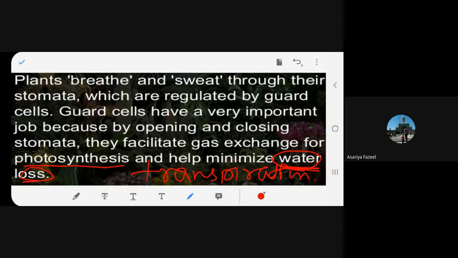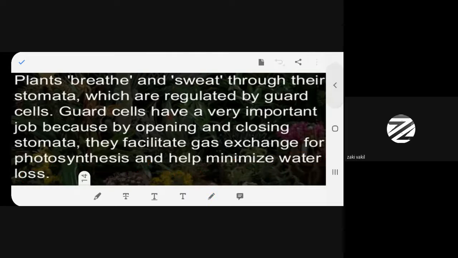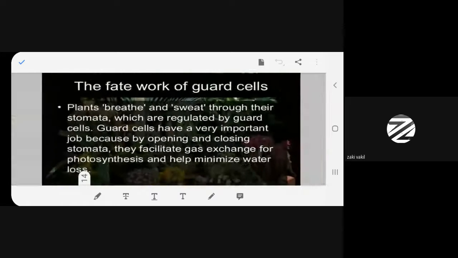And who is regulating it? Guard cells of the stomata. And if you want to ask me any question, you can. What is the function of stomata? I've taught you. One is gaseous exchange in photosynthesis, and the second is loss of water, that is transpiration. Do you want to ask me any question? No, ma'am. Understood everything.